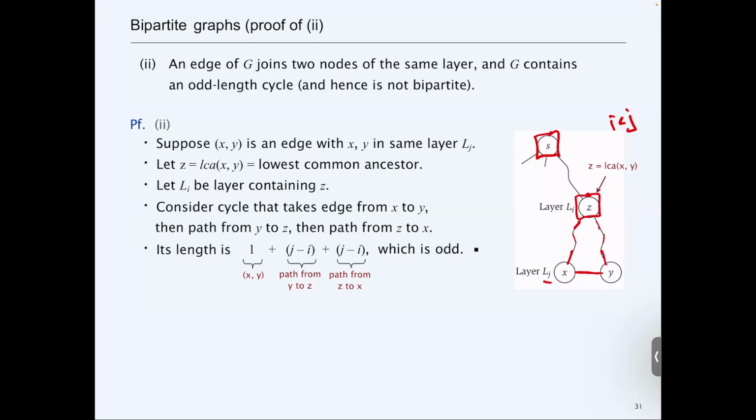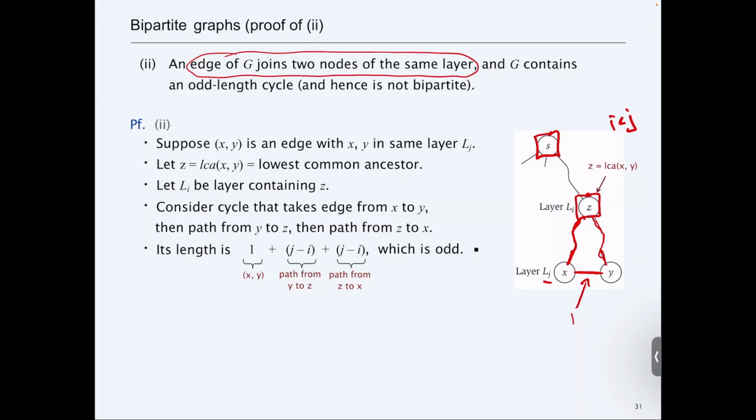So what we're going to look at is this cycle that goes from Z to X, from X to Y, and from Y back up to Z. What is the length of this cycle? Well, what do we have? We have 1. We have an edge from X to Y because that was our assumption. Our assumption here was that we have two nodes in the same layer that are connected to each other with an edge. So the number of edges that we have there is just 1.